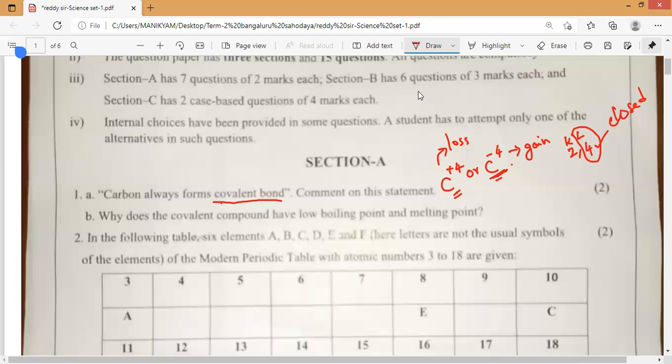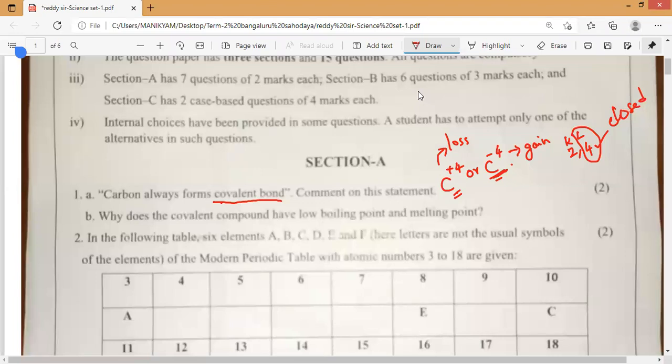It cannot lose 4 electrons and turn into C4 plus, because it is very difficult to lose the 4 electrons; it needs a huge amount of energy to remove the electrons. It would require a large amount of energy to remove 4 electrons, because the carbon cation with 6 protons in its nucleus would be holding just 2 electrons. It is very difficult. So that is why it is not possible.